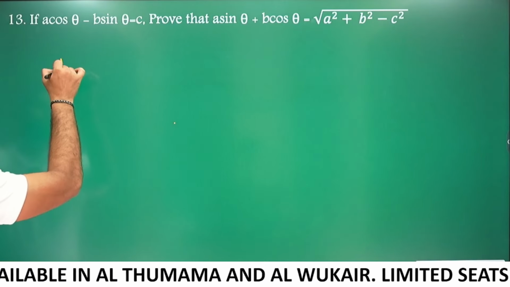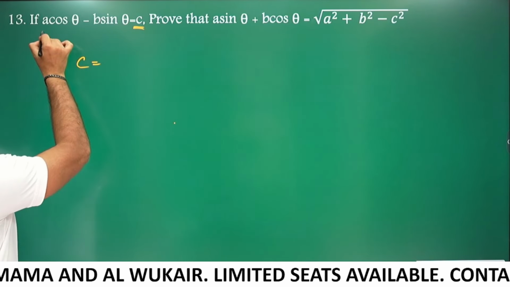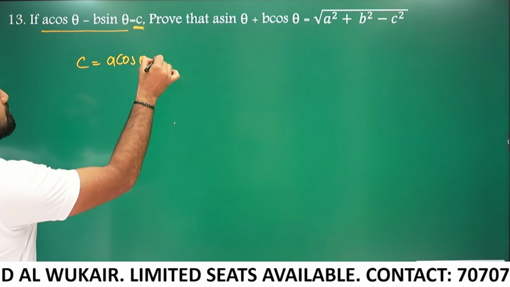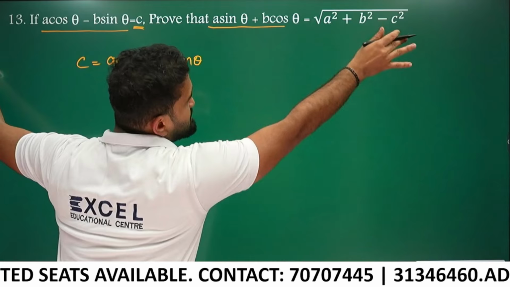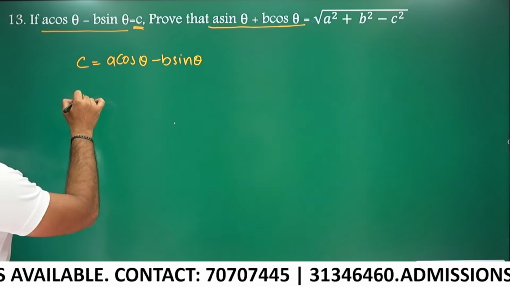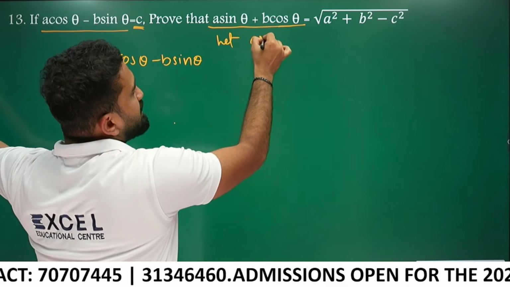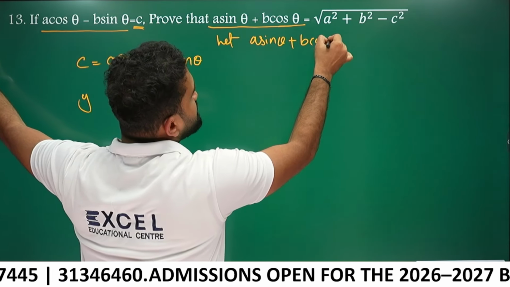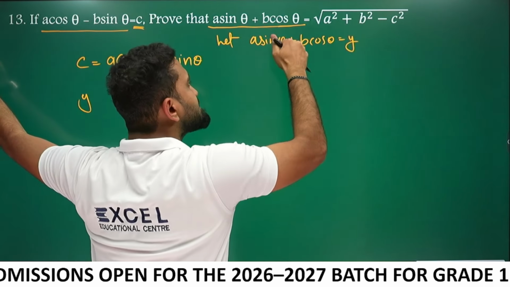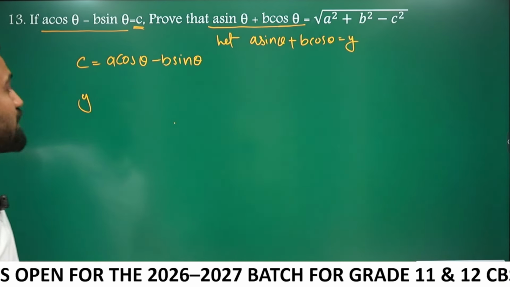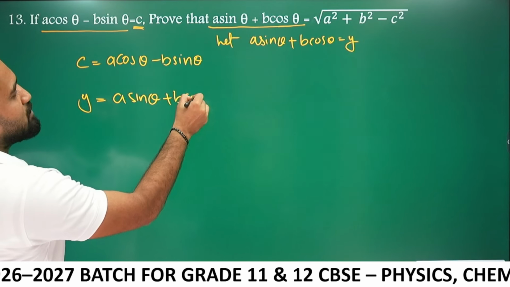Okay, so let me apply the same thing here. Let c be equal to this, a cos theta minus b sin theta. Okay, now you need to prove this is equal to this. Let me say a sin theta plus b cos theta is equal to some letter y. Then you need to find the value of y, because y is equal to a sin theta plus b cos theta.